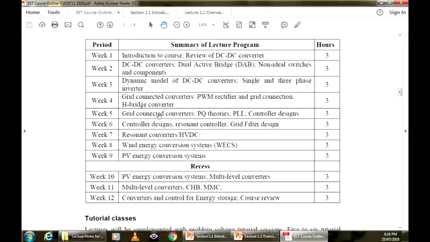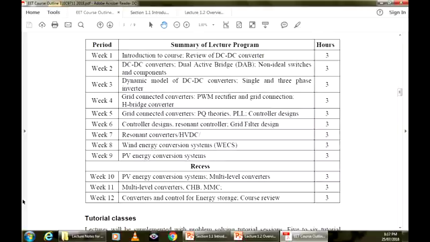Week 6 would be devoted to controller design, resonant controller, grid filter design. And then in week 7, we will try to cover resonant converter and HVDC. HVDC means high voltage DC transmission systems. Wind energy, the schemes of which we will see in the introduction part, and overview of converter systems as part of introduction, but they will be taken up more in detail in week 8, and then weeks 9 and 10 would be devoted to power converters, analysis, MPPT, and connection to the grid.